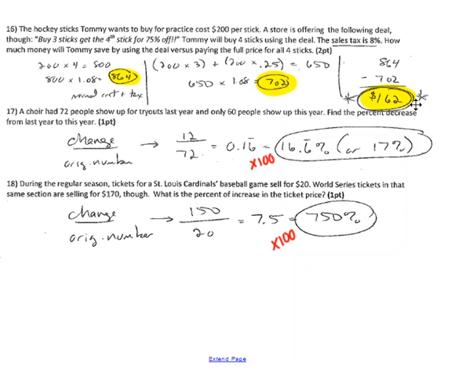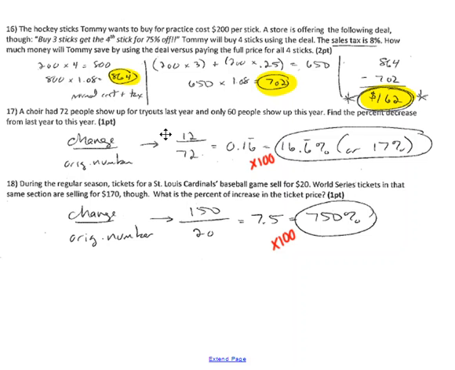Number 17, we get into the percent change with these next two problems. The choir had 72 people show up for tryouts last year, and only 60 people show up this year. Find the percent decrease from last year to this year. Well, we know it's a decrease because the number went down from last year. But remember, to figure out the percent change, you look at how the numbers changed, divided by the original number.